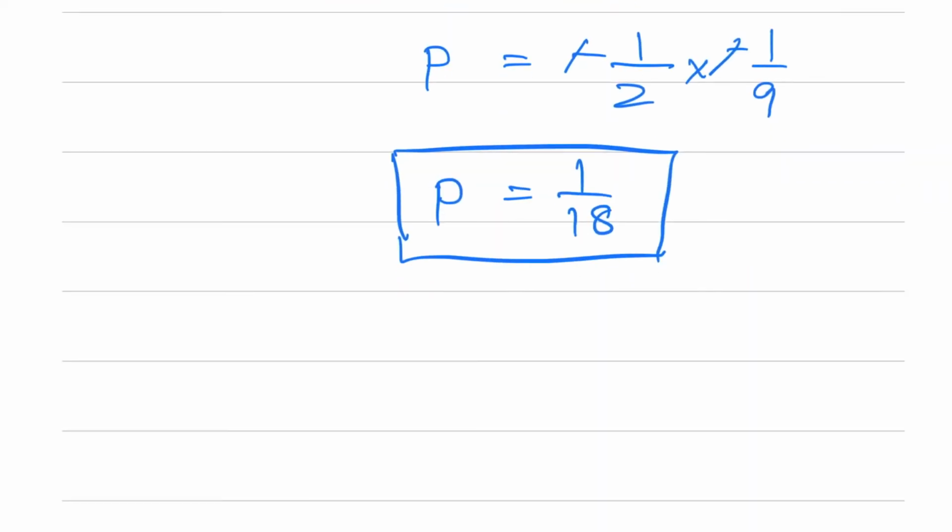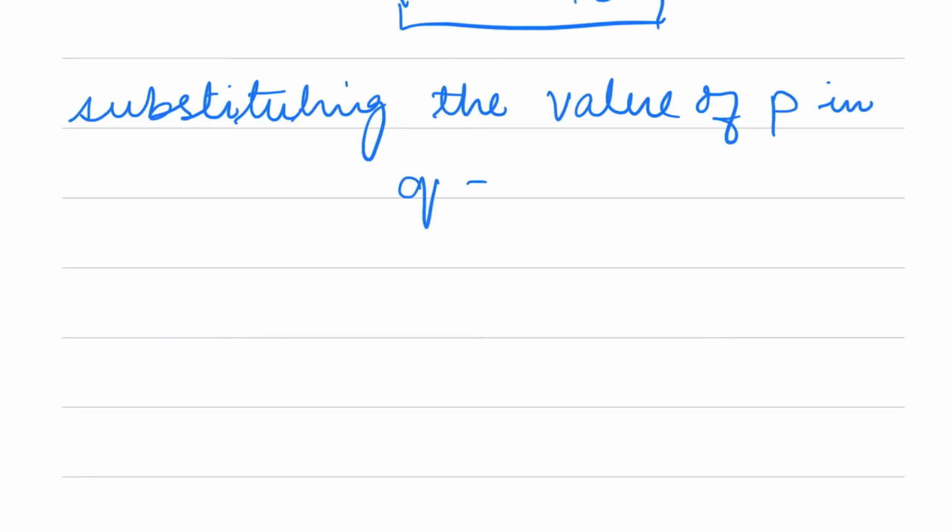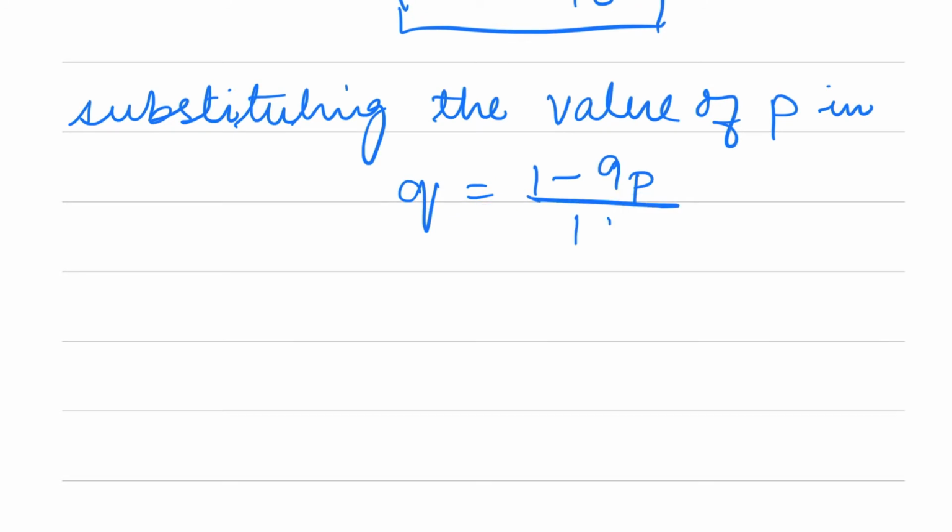Now let's find out q. So substituting the value of p in q is equal to (1 minus 9p) by 18.